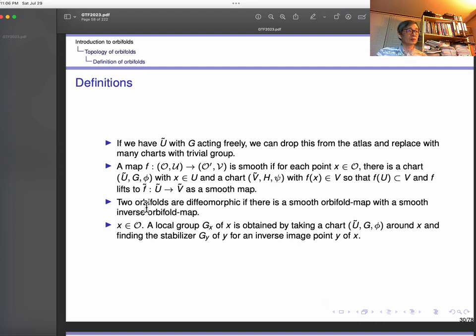Two orbifolds are diffeomorphic if there is a smooth orbifold map with a smooth inverse orbifold map. Given x in the orbifold, the local group G_x is obtained by taking a chart around x and finding the stabilizer G_y of y, for y in the inverse image of x. So you just take the inverse image and find the stabilizer there, and that will be the stabilizer of the point.